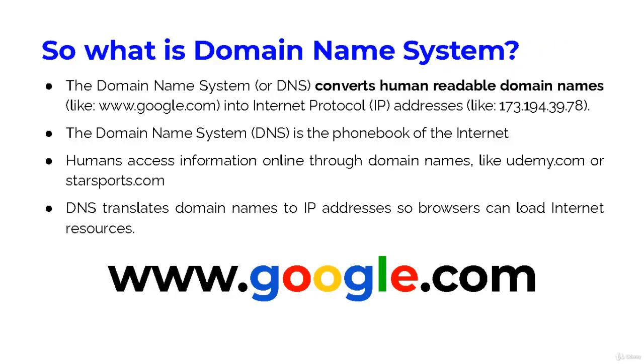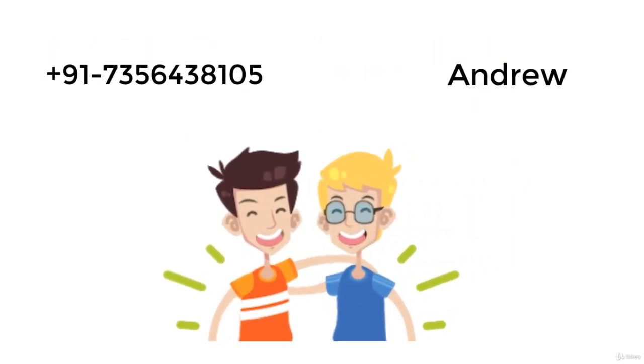Basically, domain name system converts human readable domains like www.google.com into IP addresses. So let us have a quick example. I would like to ask you one question. Is it easy to remember your friend's phone number or his name? Right? It's easier to remember a name rather than a whole phone number.